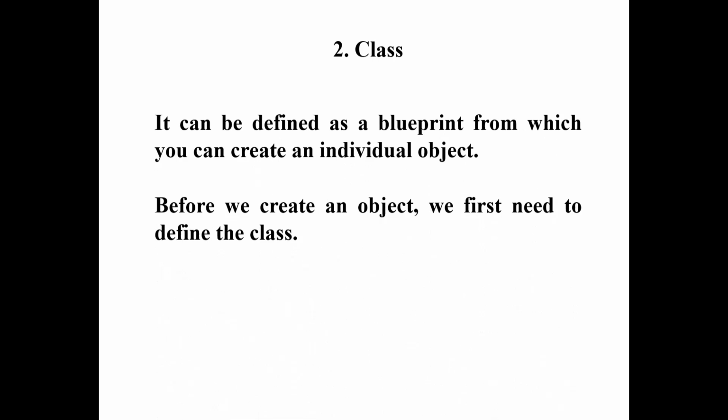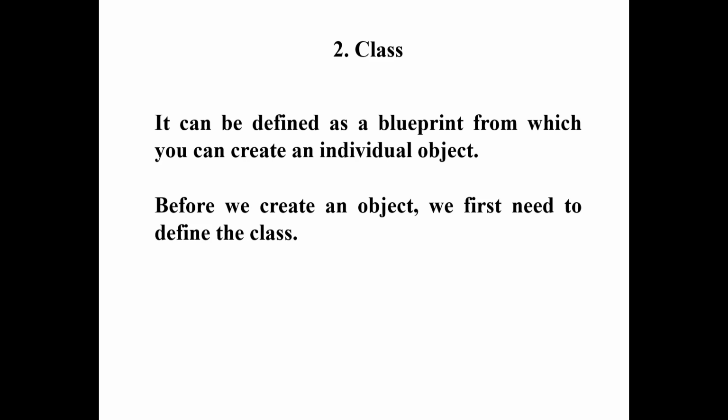So a class can be defined as a blueprint from which you can create an individual object. The previous concept which we have seen was the object. What they are talking about with class is that it can be defined as a blueprint from which you can create an individual object. By using the class we are able to create an object. Before we create an object, we first need to define the class. Based on the class, we can create an object.